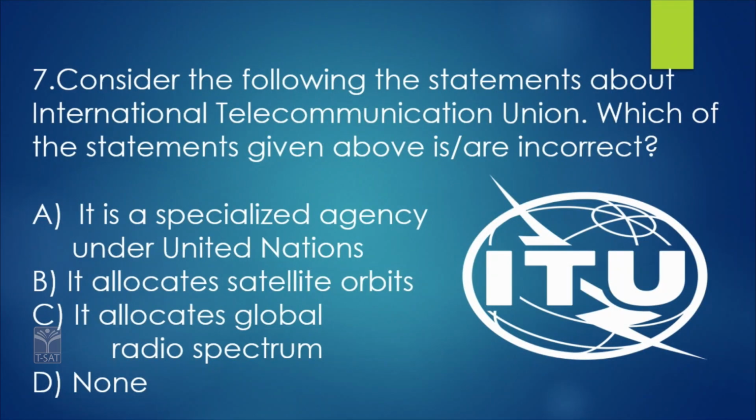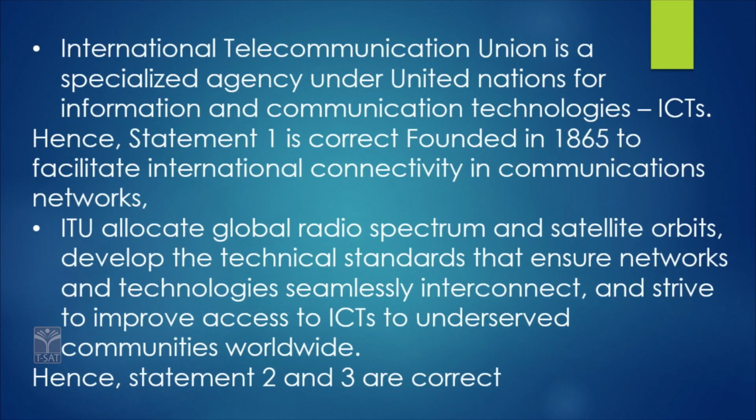So, this is very important. Finally, consider the following statements about the International Telecommunication Union, and identify which of the statements given is correct. Here ITU is given: it is a specialized agency under the United Nations, it allocates satellite orbits, it allocates the global radio spectrum, none. So, here ITU, what is ITU? That is very important. The International Telecommunication Union is a specialized agency under the United Nations for Information and Communication Technologies, that is ICT. Hence, statement 1 is correct.